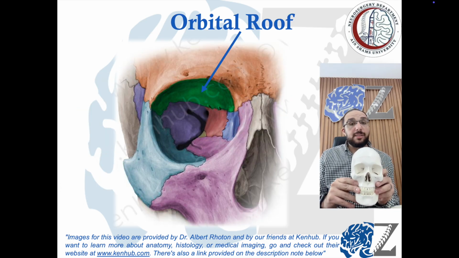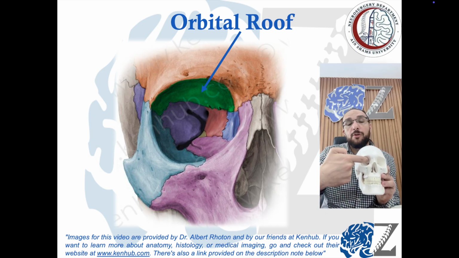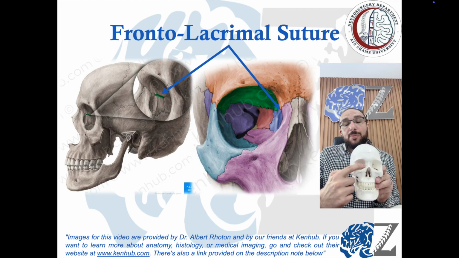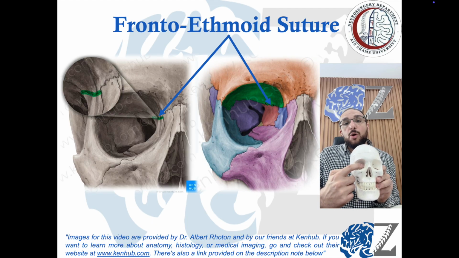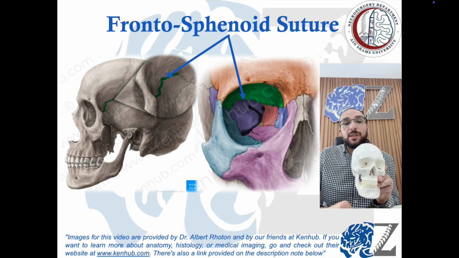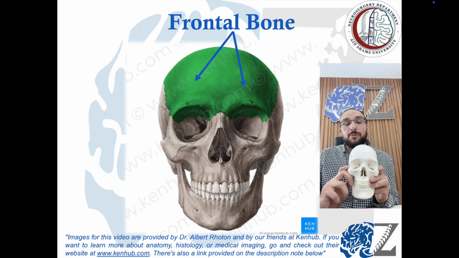But that's not it. If you look inside the orbit, you can find that the frontal bone forms the roof of the orbit, okay, and it fuses here with three bones, with the lacrimal bone forming the frontolacrimal suture, with the ethmoidal bone forming the frontoethmoidal suture, and with the sphenoid bone forming the frontosphenoidal suture. Okay, so this is the frontal bone as I look at it from front.